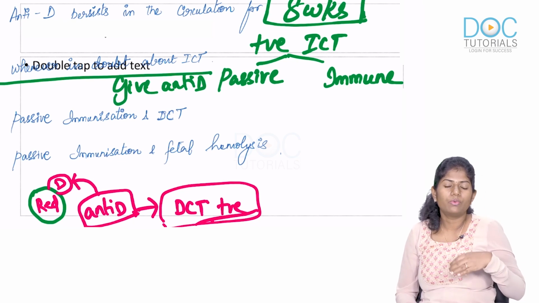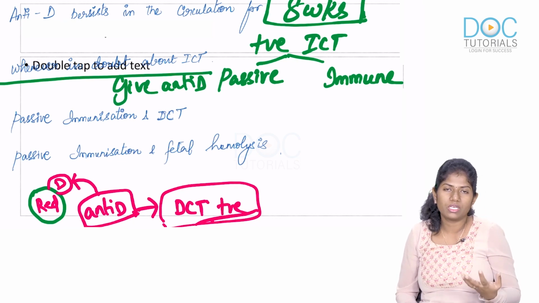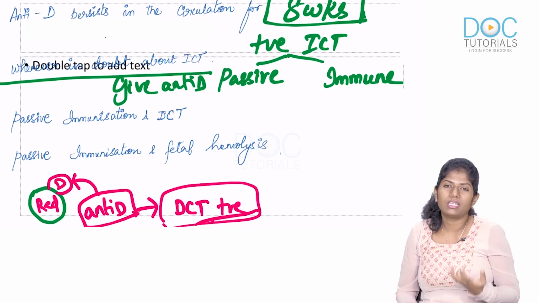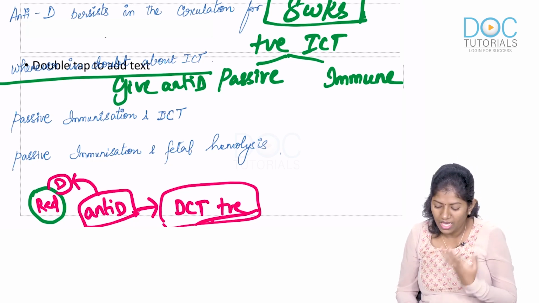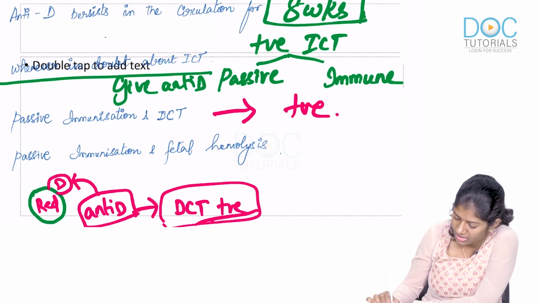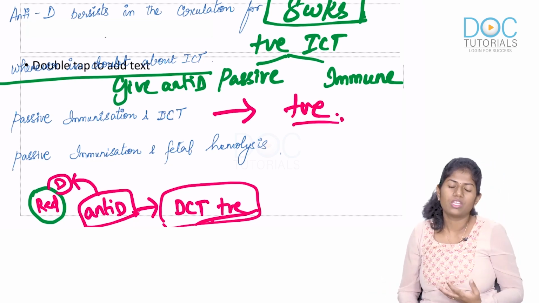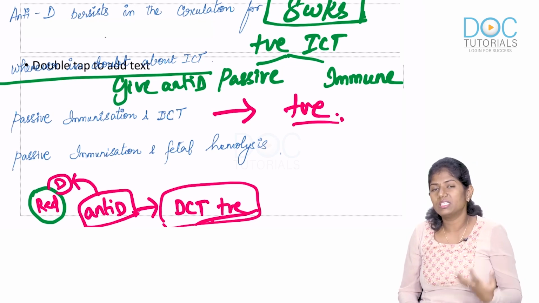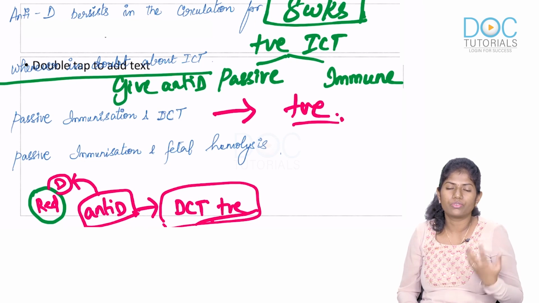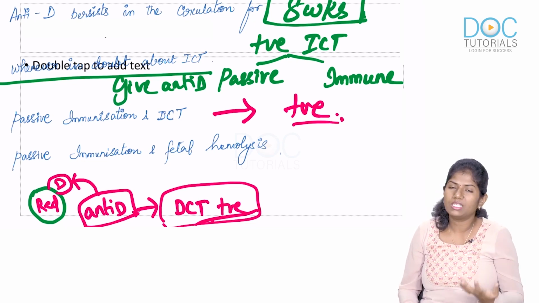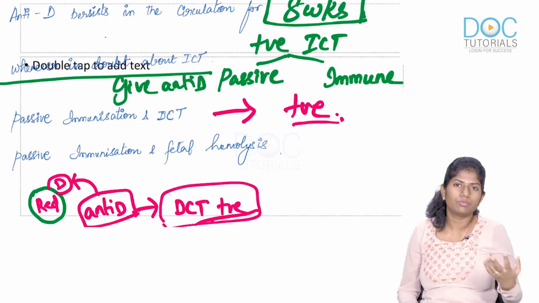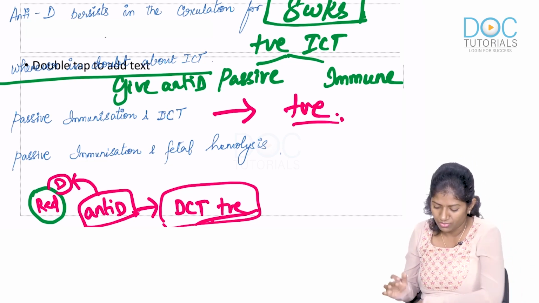So when you give passive immunization to the pregnant lady by this routine antenatal anti-D prophylaxis, what would happen to DCT? DCT would become positive. So this can convert ICT positive. This can also convert DCT positive. What? The routine anti-D that we give. The routine antenatal anti-D prophylaxis can convert the ICT positive, and can also convert the DCT positive.